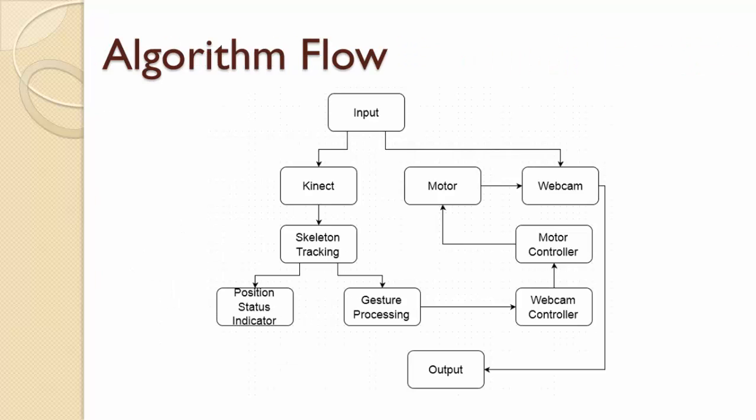Okay, this is the algorithm flow. It shows how the whole system works. So the whole system consists of the hardware part and the software part. The hardware part will be the Kinect, motor, and the webcam. The software part consists of several functions: skeleton tracking, position status indicator, and gesture processing.